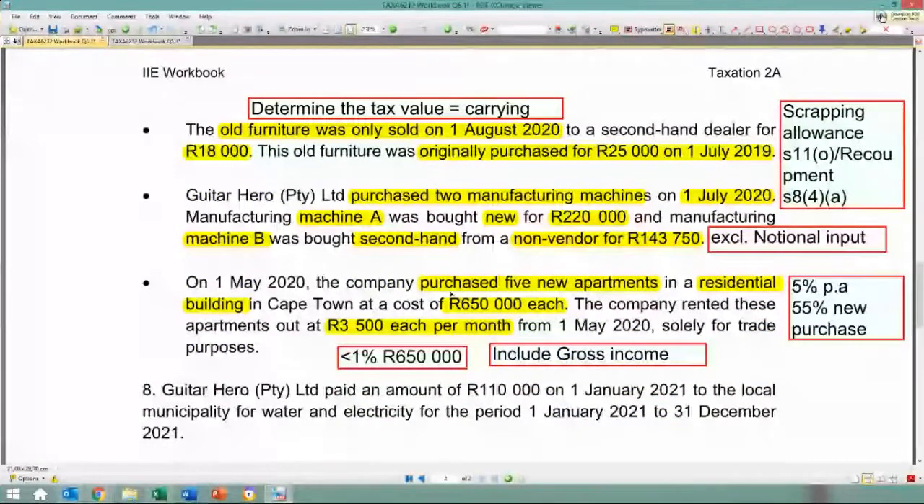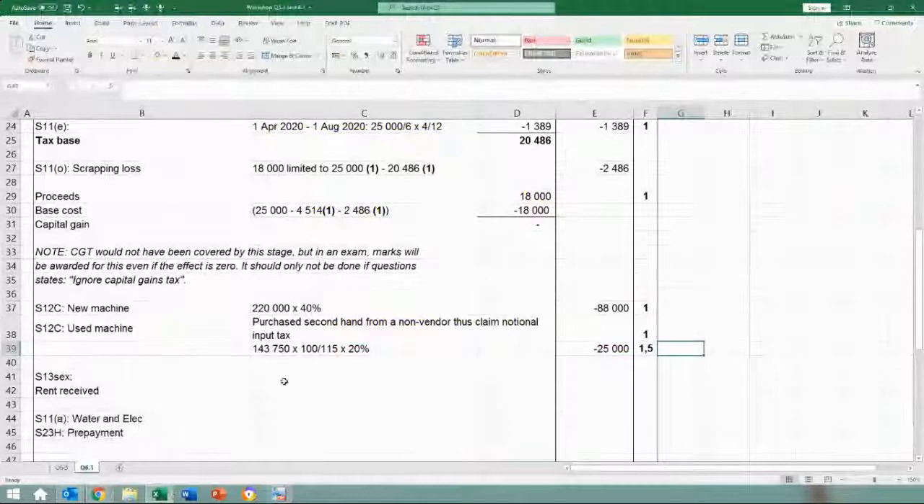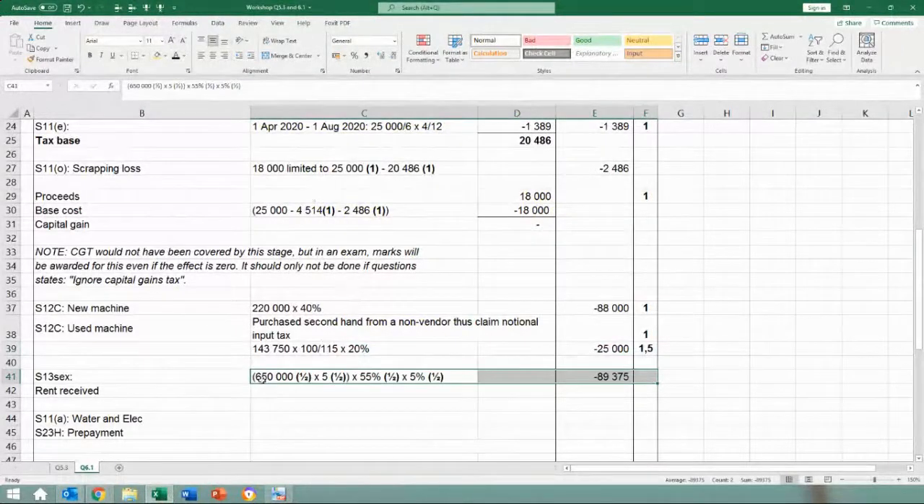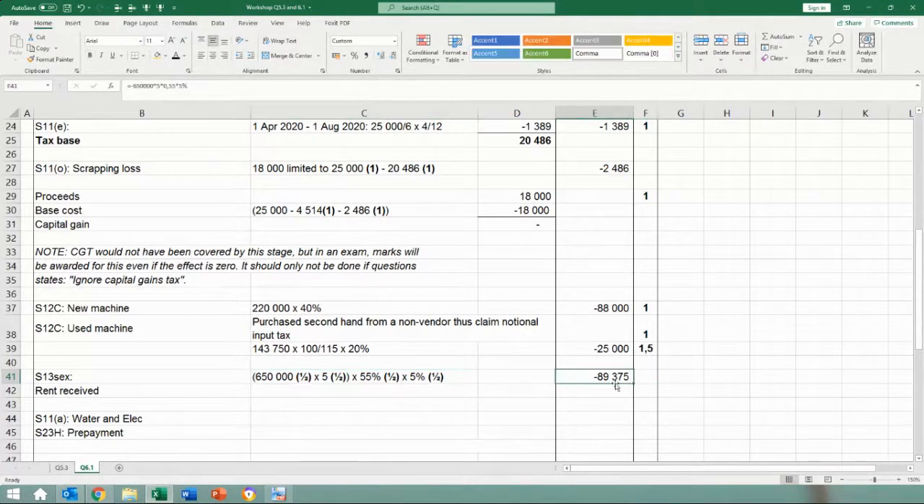Then if we look at the building allowance, we purchased 5 new apartments for 650 each. We said the allowance we are allowed is 5% per unit. And because it's new, we have to apportion it at 55% to work out the deduction. So you take the 650, because it's the price per unit, multiply it by the 5 units that we've purchased, multiply it by the 55% because it's a new item we've acquired from a developer, and then we apply the 5% capital allowance to work out the deduction.